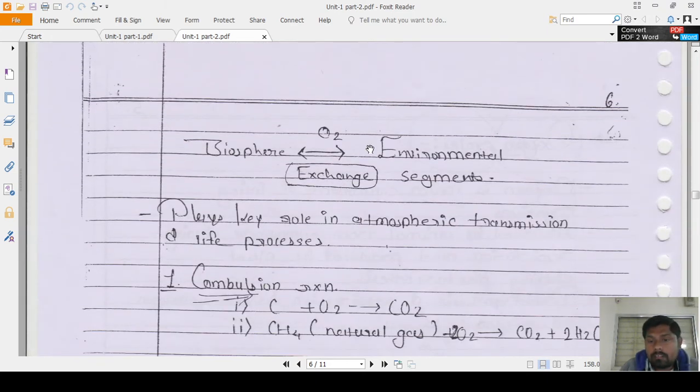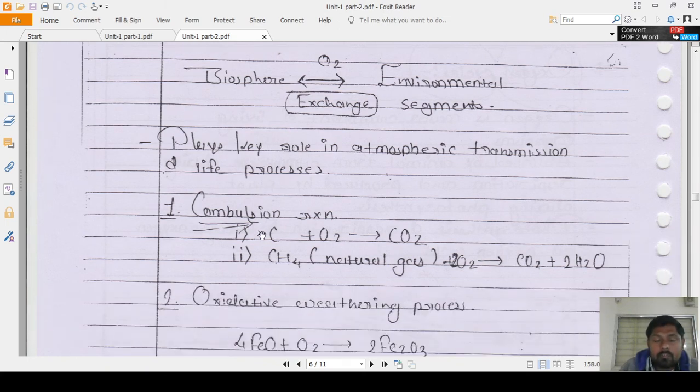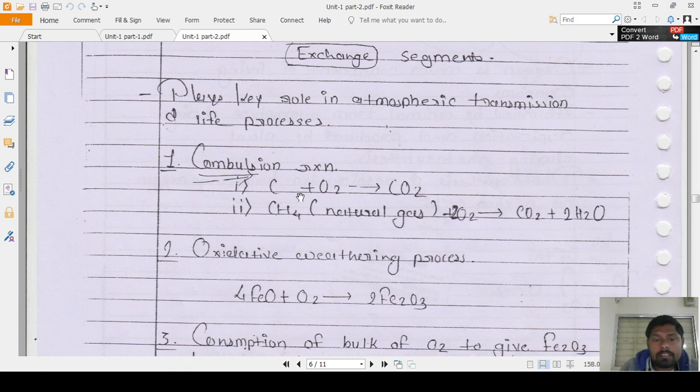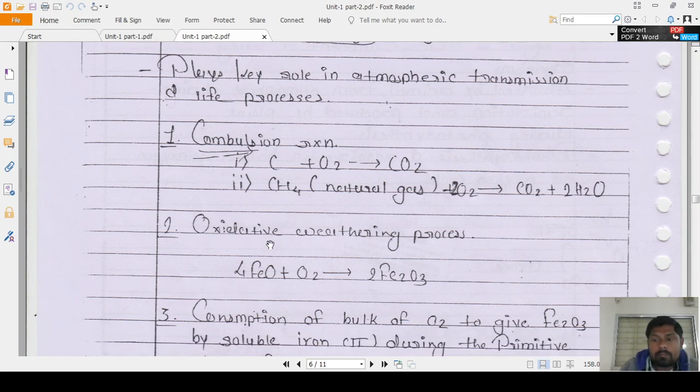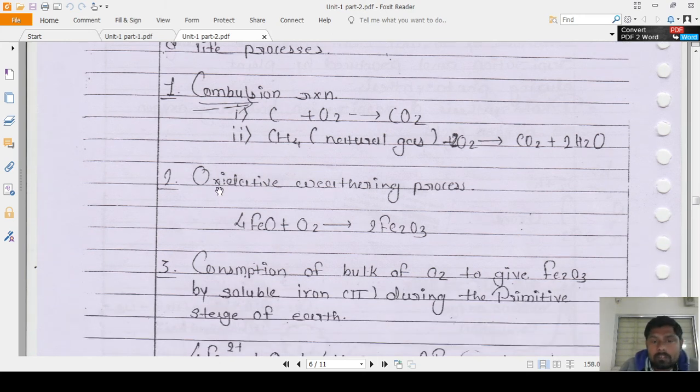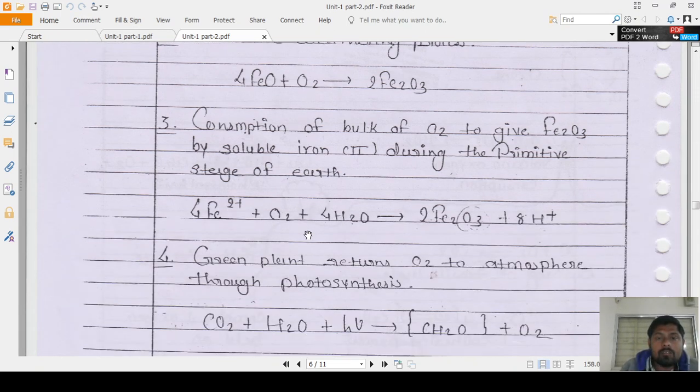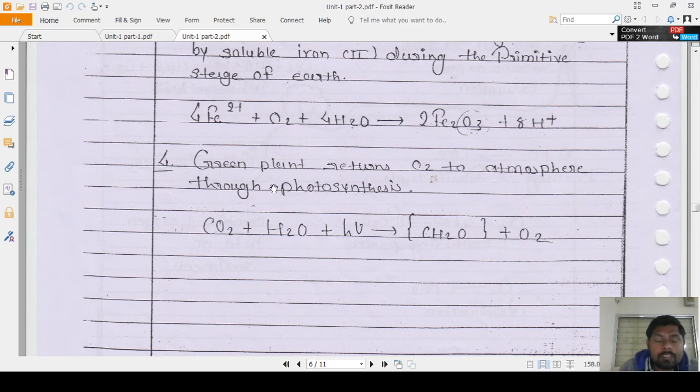Oxygen converted into CO2 is the respiration process. In the biosphere, in the environmental segment, there is the exchange of oxygen in some reactions like combustion reactions: carbon consumes oxygen to give CO2, and methane consumes oxygen to give carbon dioxide and water. Oxidative weathering processes also consume oxygen. This is how the weathering process takes place. Then there is consumption of a bulk of oxygen to give iron oxide from soluble iron during the primitive stage of the earth. These are some of the reactions that take place in the oxygen cycle.